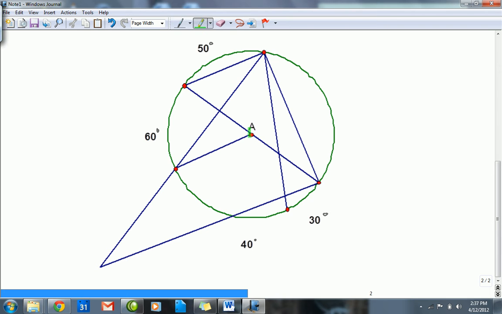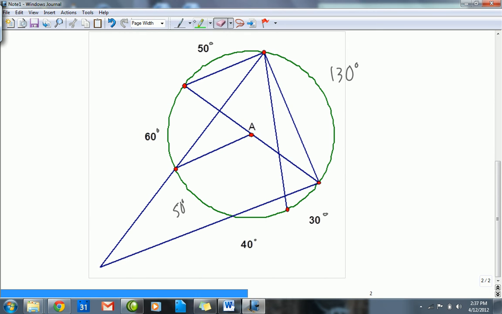So note that this right here is a diameter. It's a chord that runs through the center A of the circle. So a diameter will cut a circle into two 180-degree arcs, right? So that's one 180-degree arc. So since part of it's 50, the other part of it's got to be 130. Similarly, this right here is another 180-degree arc determined by that diameter. So 60, 40, and 30, that's 130. So the rest of it here, this arc measure has got to be 50.